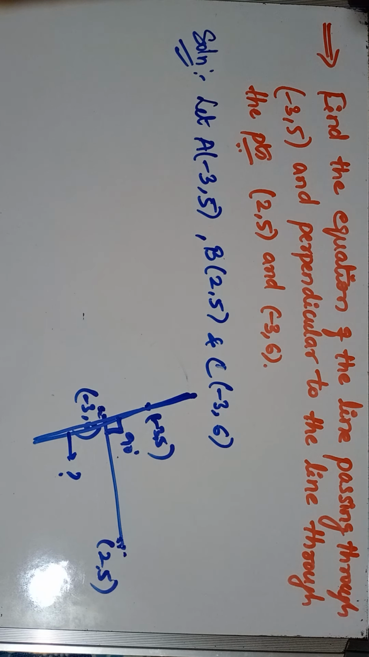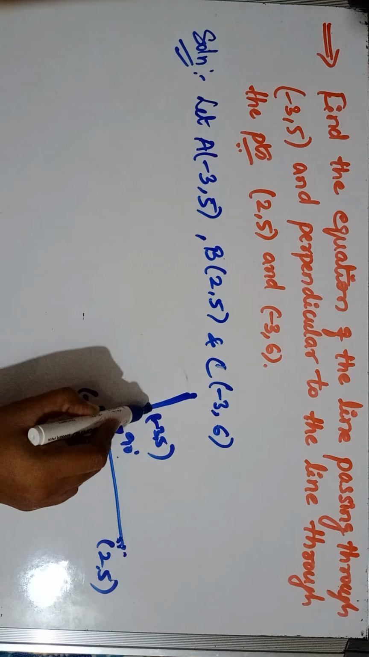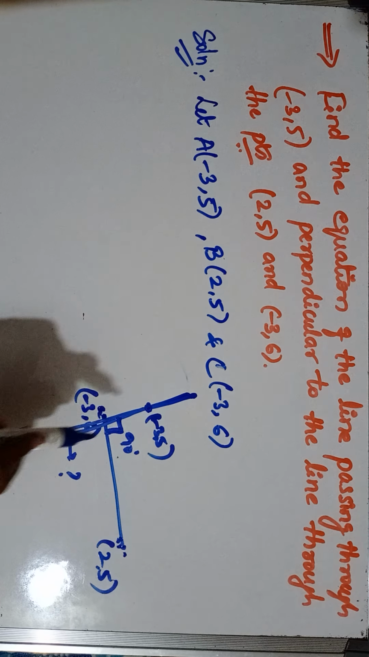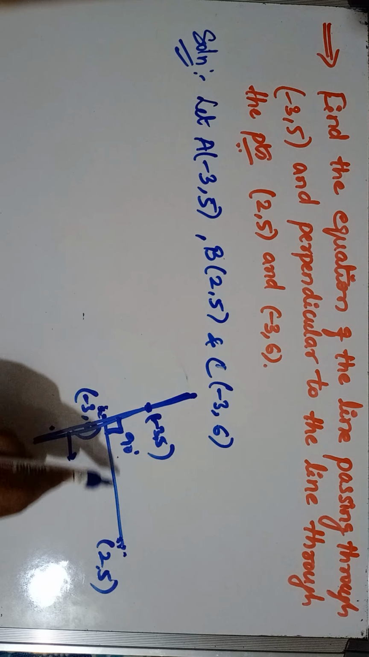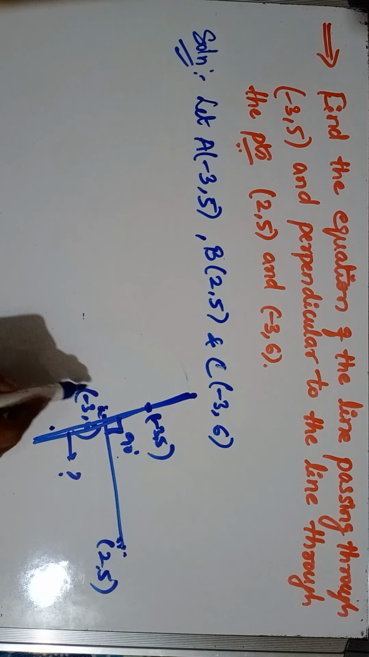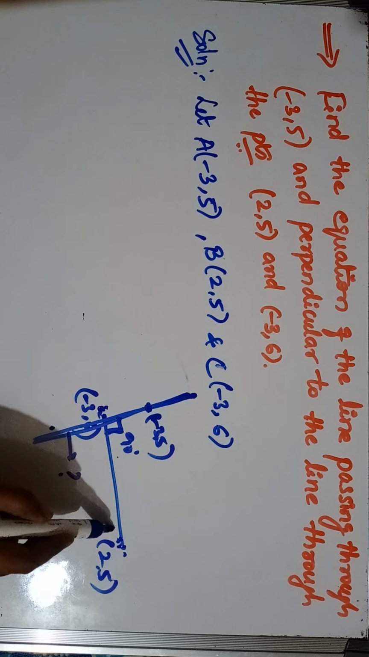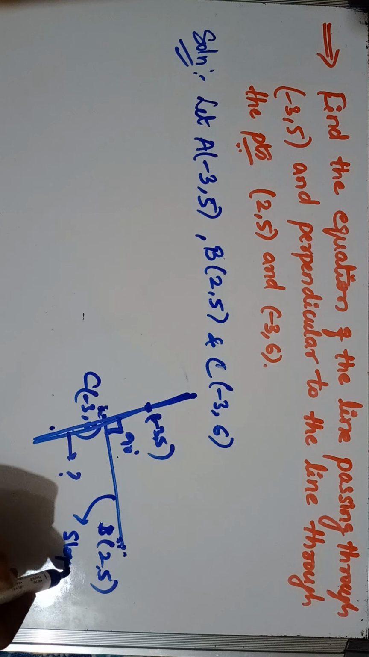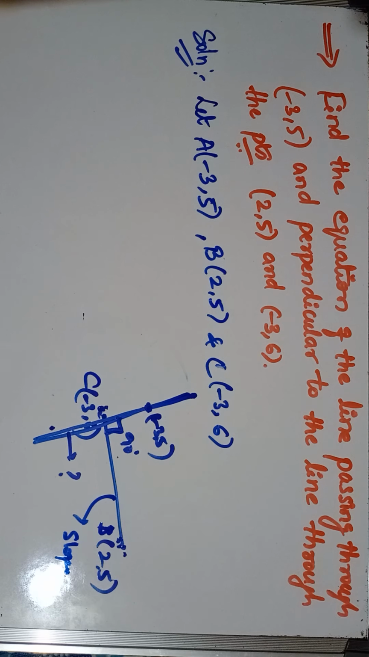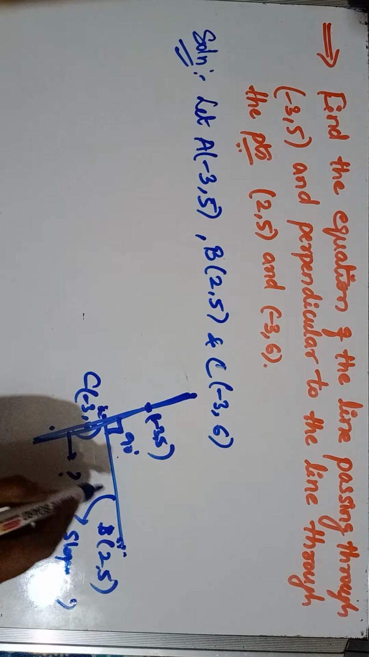Okay, very simple. First of all, here we know the point through which this line passes. Only thing is we need to find out the slope of this line. See, here this line is joining B and C. Can we find out the slope of this line by using the formula? Slope of line joining two points. By using that formula, we can easily find out what is the slope of this line BC.